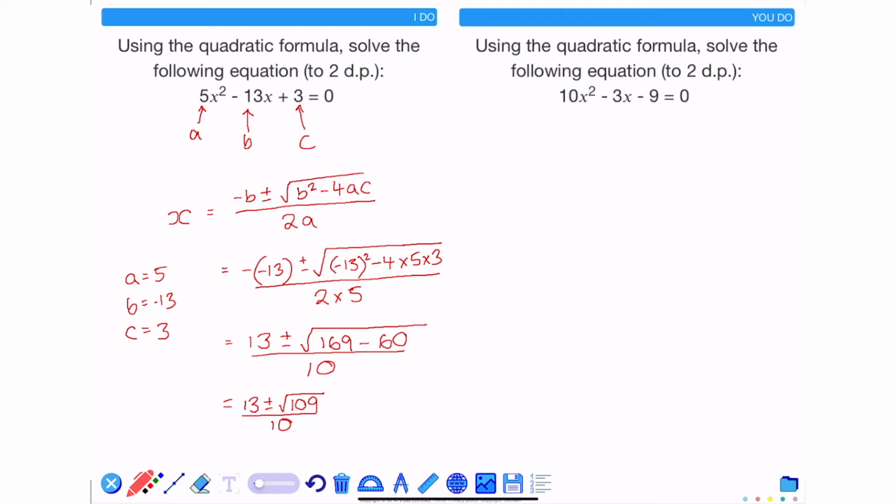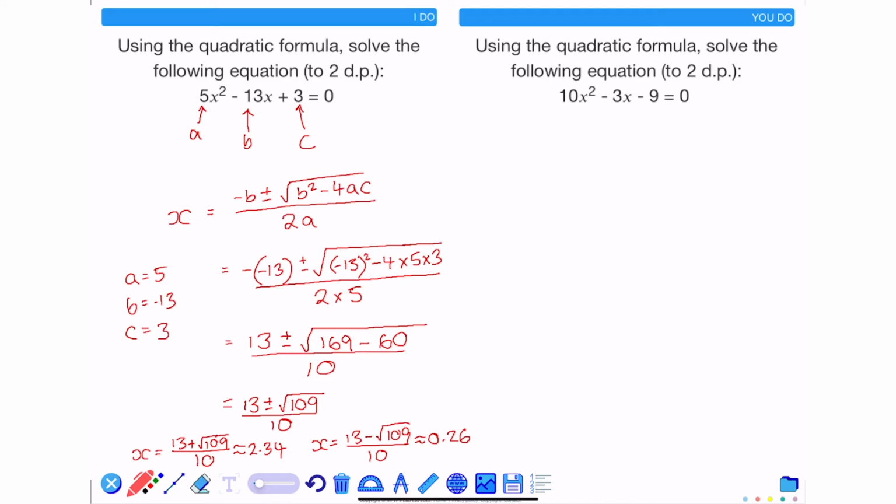With my working, I can now see that there are two possible answers of x. One where we have x is equal to 13 plus the square root of 109 divided by 10. And the second where we have x is equal to 13 minus the square root of 109, all divided by 10. Now grabbing my calculator and evaluating both of these, the first answer gives x as being 2.34 to 2 decimal places, and the second one gives 0.26 to 2 decimal places.